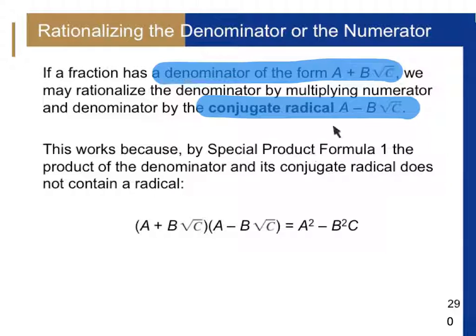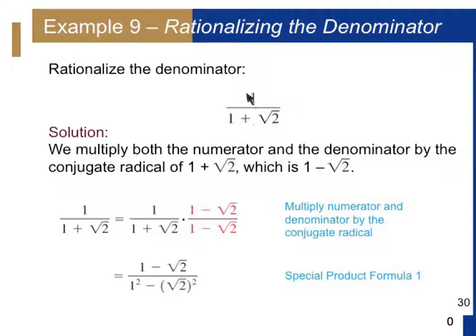So if we do that in the denominator, we also have to do that in the numerator. For an example here, we have 1 over 1 plus the square root of 2. Our conjugate radical is going to be 1 minus the square root of 2. And so we multiply the top and the bottom by that conjugate radical, 1 minus the square root of 2. Okay? And you can see it cancels out our square root of 2 on the denominator, which is what we're trying to do. We don't want the square root in the denominator.